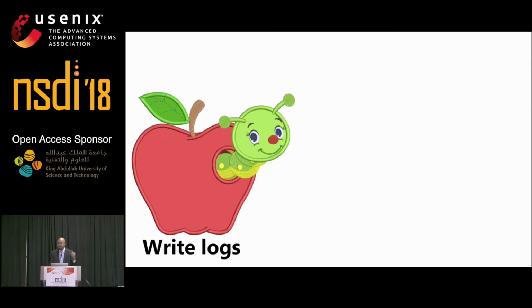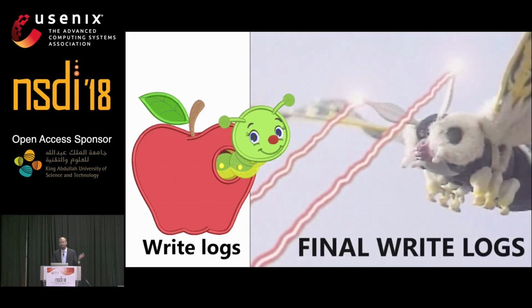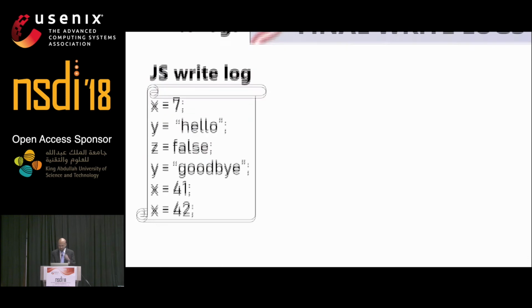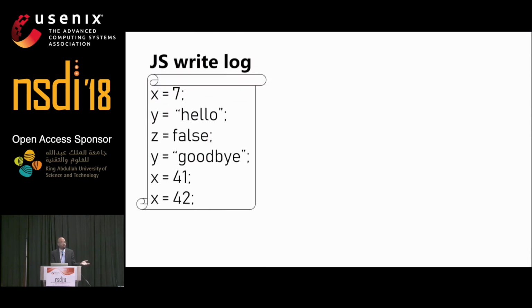However, much like every caterpillar turns into a lovely butterfly, we must do some post-processing before we can take those initial logs and transform them into the final write logs that the Prophecy server actually sends over to the client. So let's look at that transformation process. So here's the JavaScript write log that I just showed you.